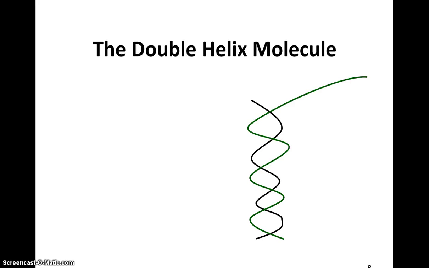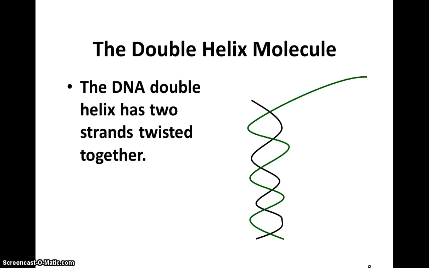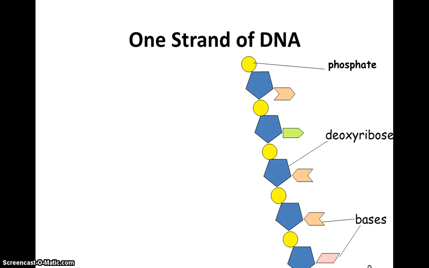Okay, little music there. So now we're going to look a little more at the actual double helix of the molecule. So again, just a reminder, DNA has a double helix, and this means that the two strands are twisted together, as we kind of saw in those previous pictures. Let's look now at just one strand of DNA. Let's break it down a little bit more.